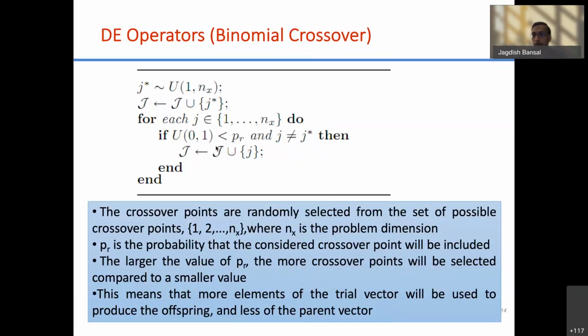I hope I have explained the crossover operator. This is for binomial. You can define your own rule and your own crossover operator also. There are many modifications of differential evolution where people have defined different crossover operators, with different rules for selecting j in the set of crossover points. Binomial has this rule, exponential has another rule. Similarly, you can define your own and write your own research paper on it, but make sure it is different from the existing ones, because people have defined hundreds of crossover operators for genetic algorithm and for differential evolution.